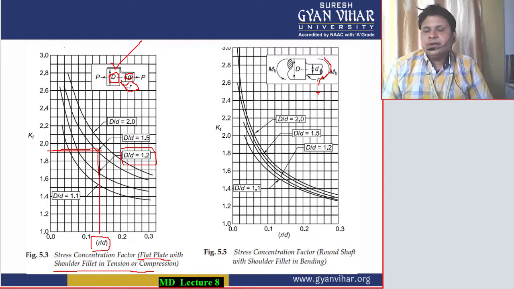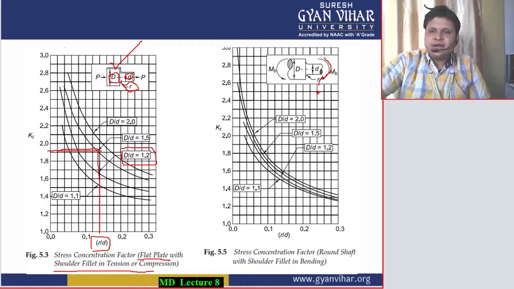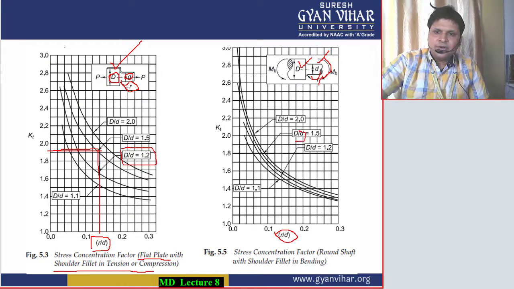There was either tensile load or compressive load. In the case of bending load applied on a shaft having a shoulder, if you have the values of the fillet radius, small diameter and larger diameter, through these three values you can first calculate the small r by D ratio. Then you calculate the ratio of capital D by small d, and once you have calculated these, from that you can find the value of KT.